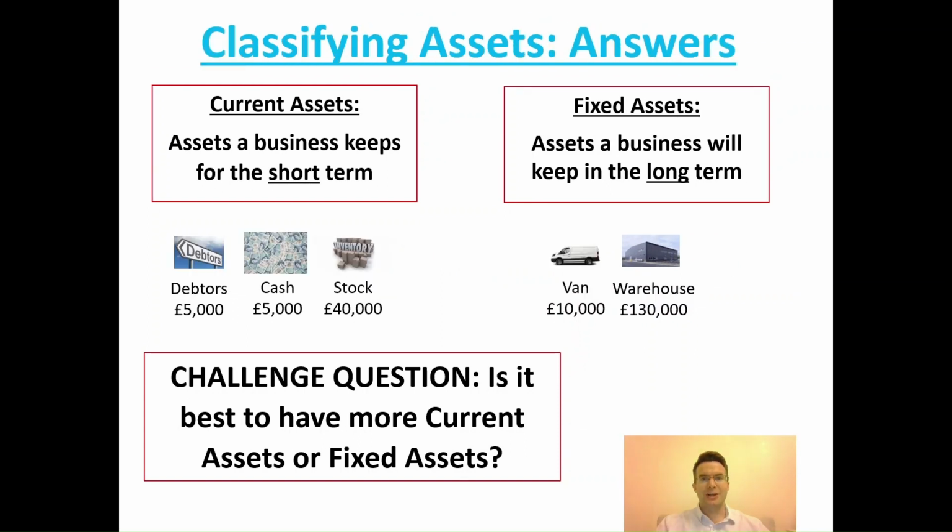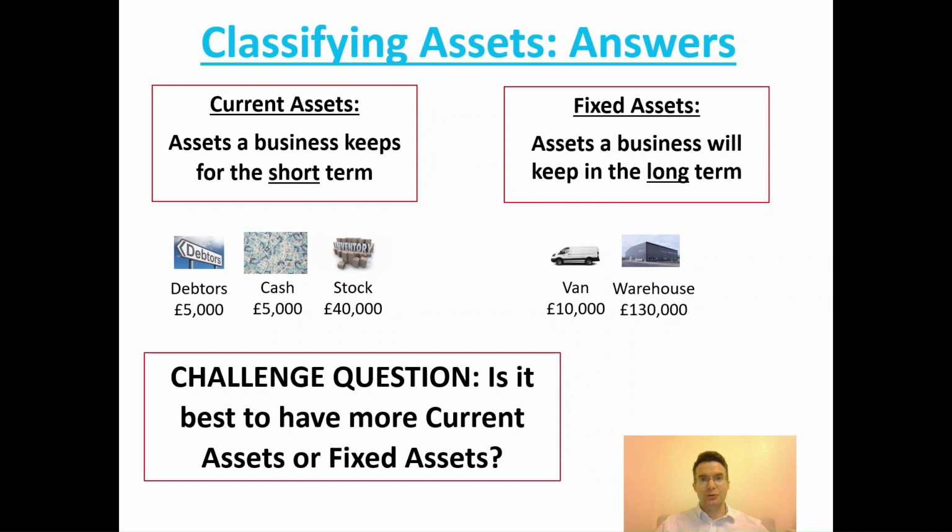So you've had an opportunity to classify those assets, and here are the answers. The current assets, these are assets or belongings that a business will keep just in the short term, so less than a year. Debtors, we hope that debtors will pay us our money that we're owed ASAP. Cash, of course, the most liquid asset. For more information on liquid assets, I'll leave a link in the description. And stock, otherwise known as inventory. Those are the current assets. Fixed assets, on the other hand, these are other things that belong to the company. We've got a van, which we imagine will be kept for longer than a year, and of course a warehouse.